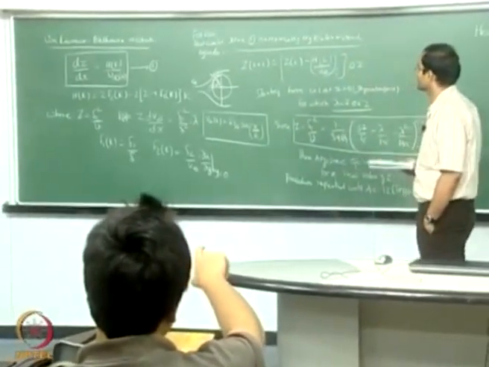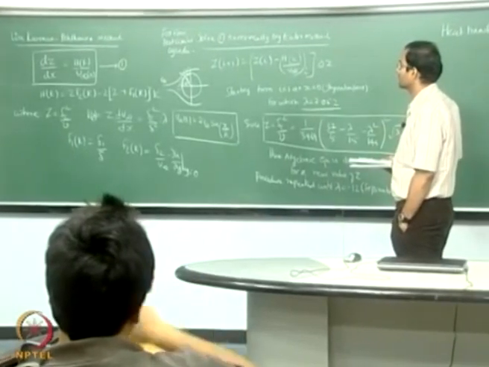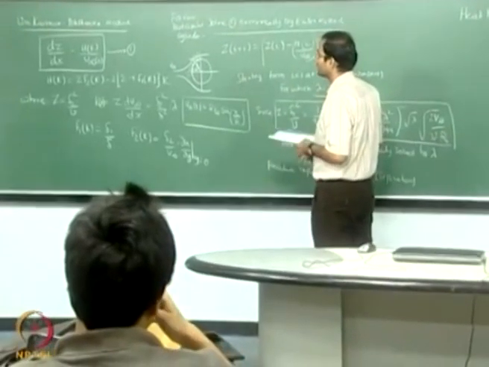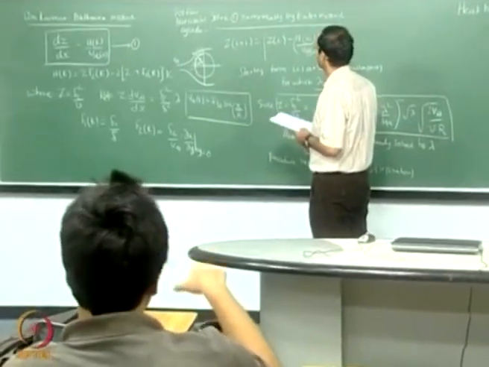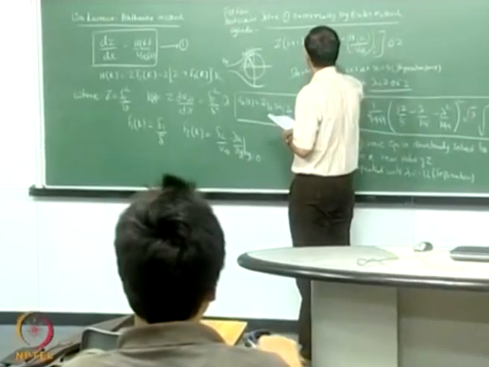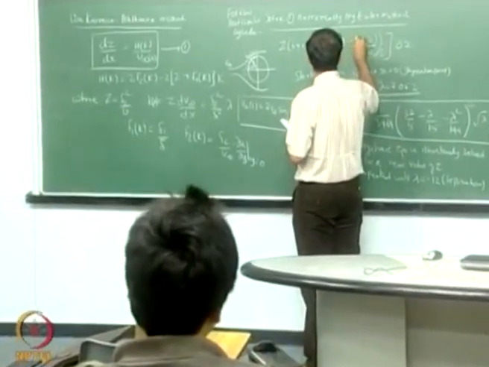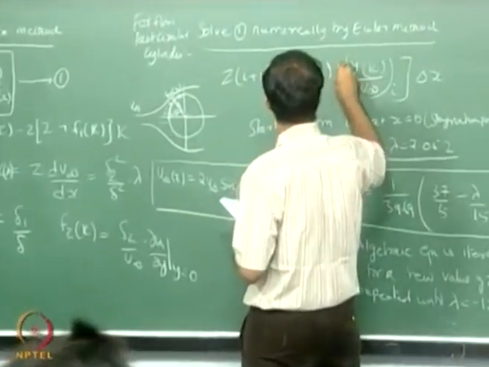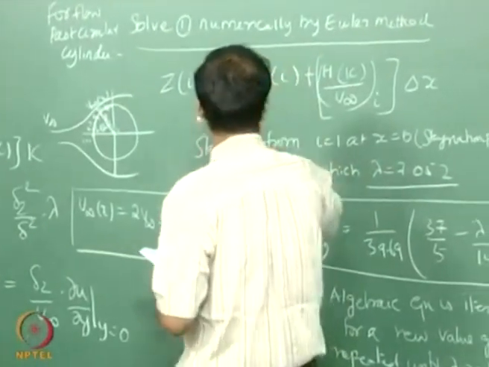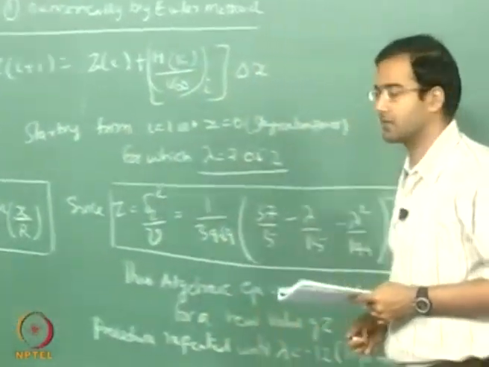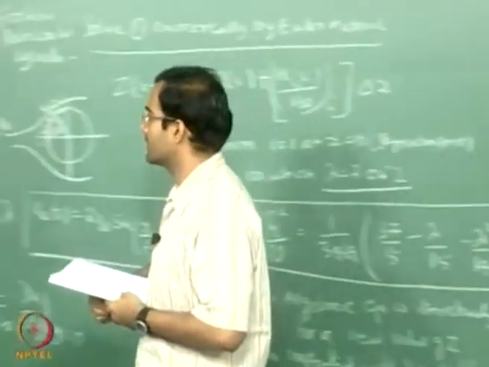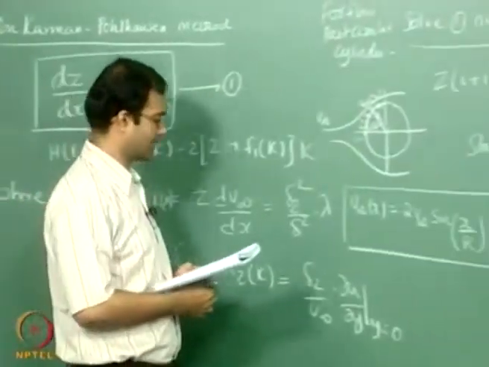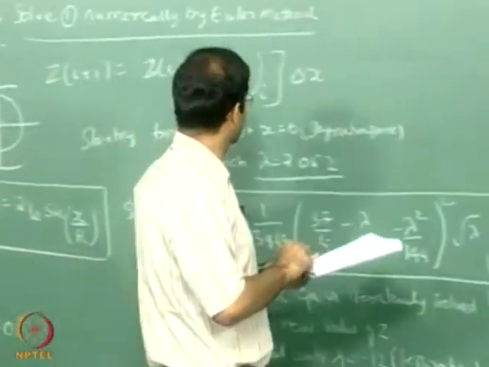Is that a bit different than the bracket? Yeah. dz by dx is h of k by u infinity of x, so the bracket should be on the right before that, and it should be a plus sign. Yeah, there should be a plus sign. You are right. Yeah, I think please correct this. You are right. Okay, so this delta x should be multiplying only this, and then this is z i plus 1 minus z i, so it becomes positive on the other side. Yeah.